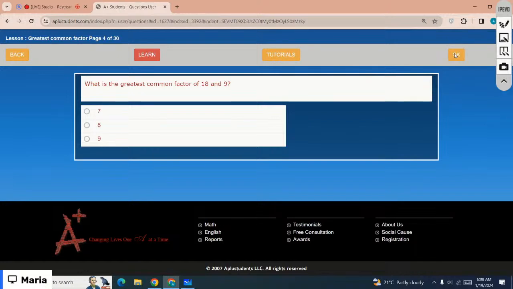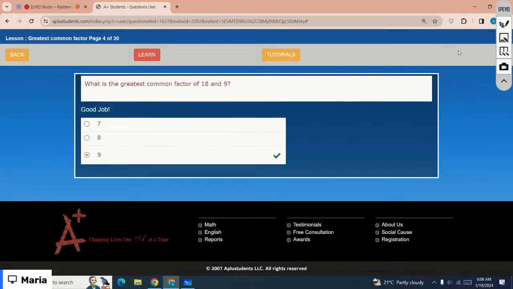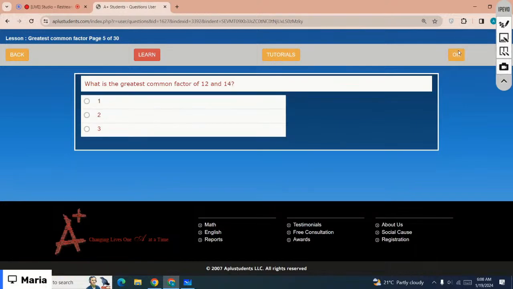What is the greatest common factor of 18 and 9? Which is the correct option? That is 9. The greatest common factor of 18 and 9 is 9. The correct option is 9. Basically, the greatest common factor is the number that can divide both the numbers completely. What is the greatest common factor of 12 and 14?